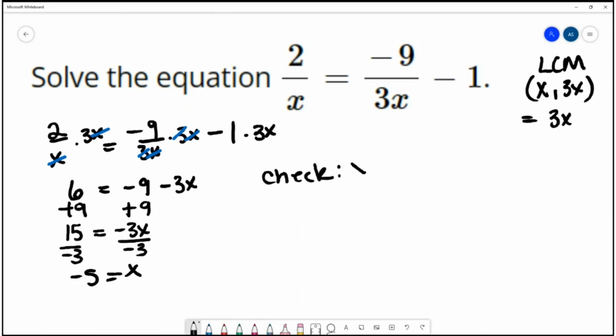Now you also need to do a check on this rational equation. And you're going to check to make sure that you're allowed to plug this number in. If I plug a negative 5 here, I'd be dividing by negative 5. If I plug a negative 5 here, I'd be dividing by negative 15. And those are both allowed. You're not allowed to divide by 0. Dividing by 0 is undefined. So in this problem, we've completed that check, and this is our solution, x equals negative 5.